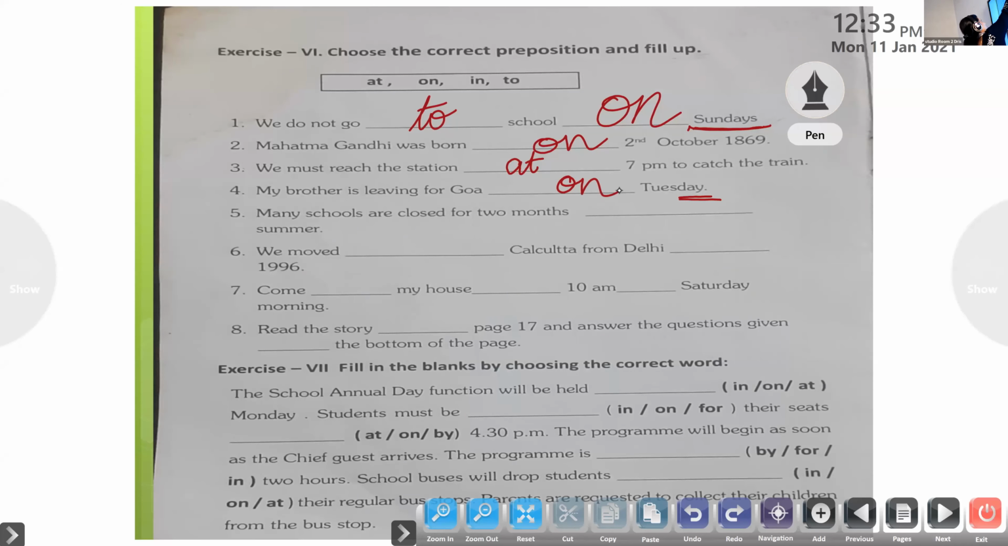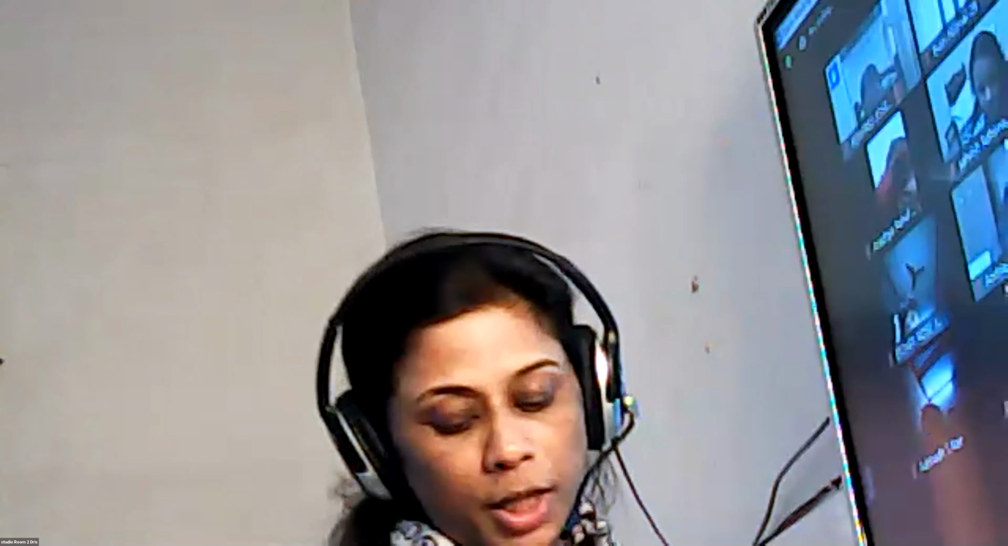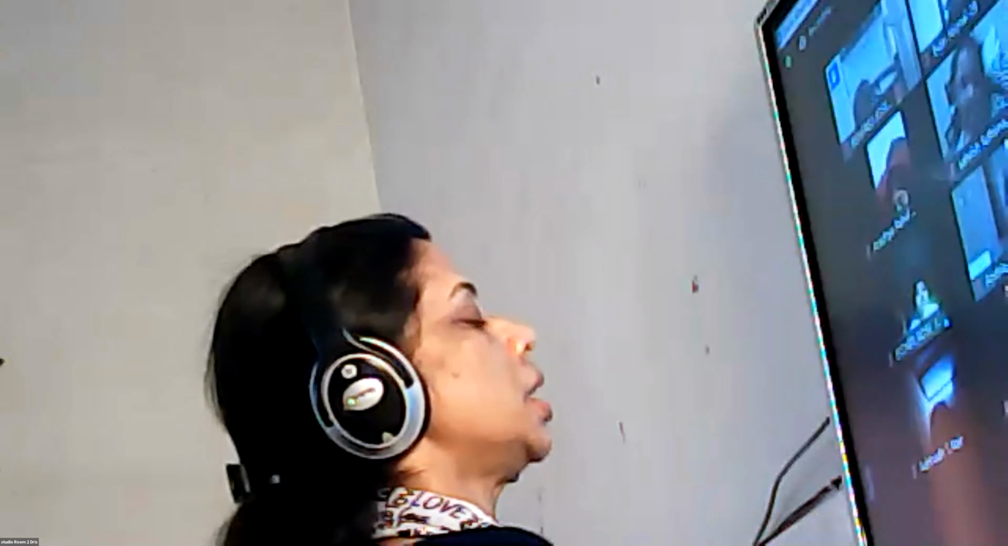I wanted all of you to complete the exercises on page number 38 and 39. In the next session, we'll do a recapping of all the prepositions we have learned, a simple revision, and then we'll go on to the test paper. Before that, I'll be sending you the notes. Notes will help you to remember all the points we have learned.